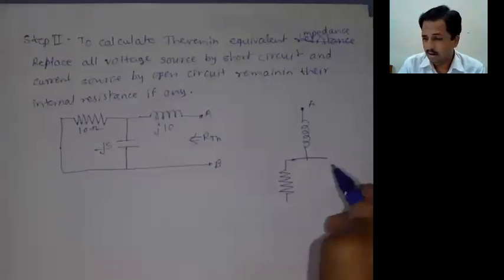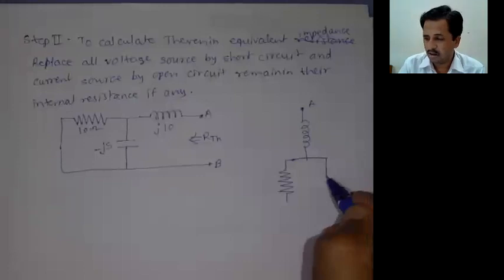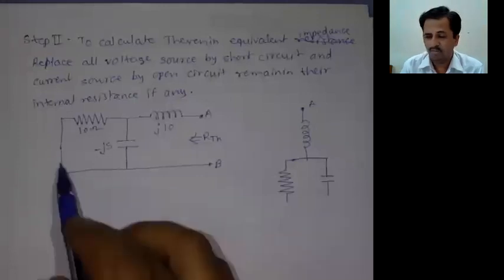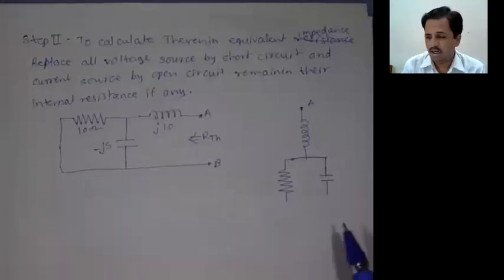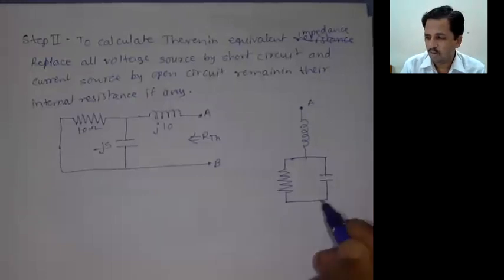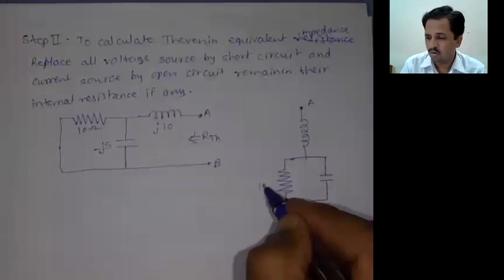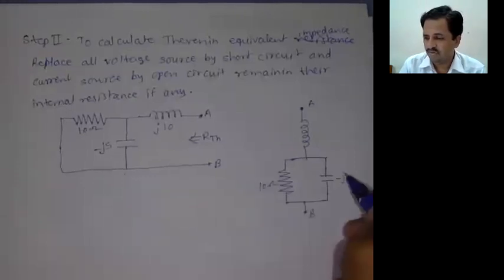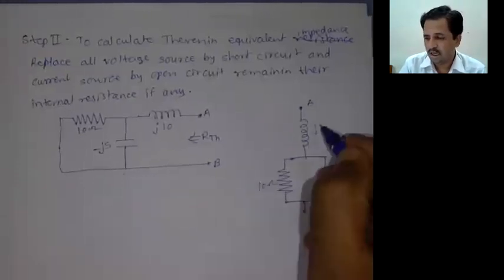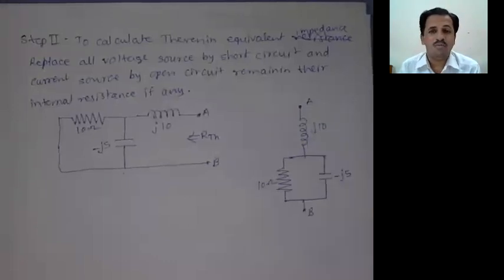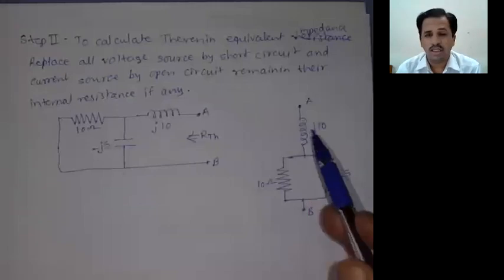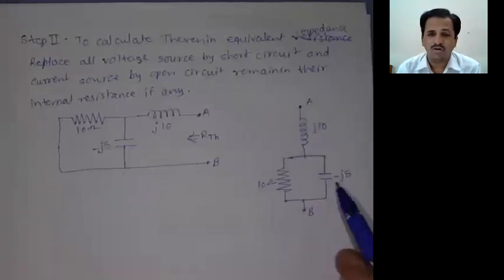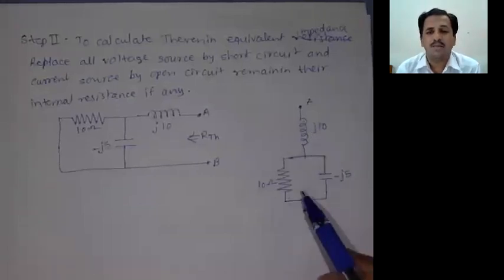And here it is the capacitor. Now these two terminals come to this point, and finally come to the other point, that is the B terminal. Here it is 10 ohm and minus j5. Here it is j10. Now which are the series combination? Which are the parallel combination? Here it is j10. It is in series with the parallel combination of this resistance and capacitor.